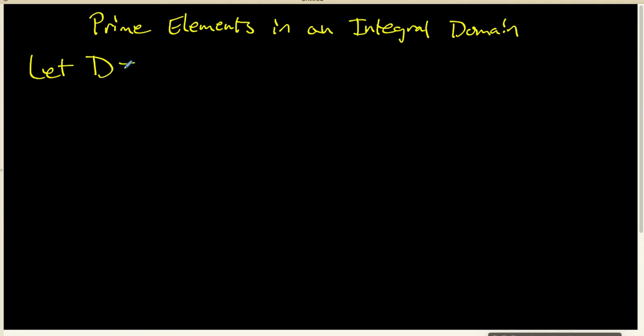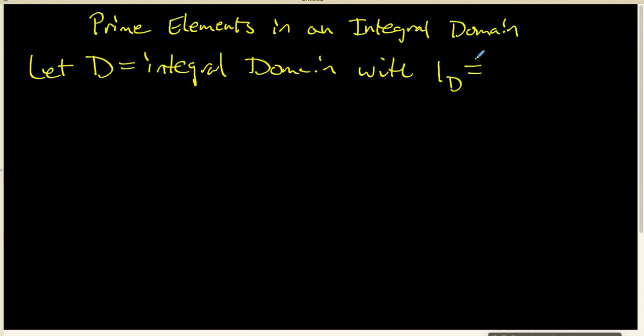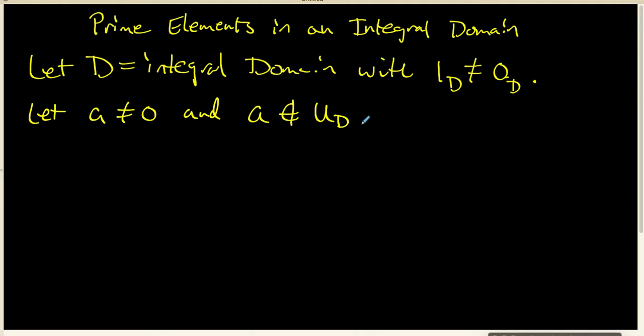So we're going to let D be any integral domain that does have one property. The property that we're going to insist upon is that the multiplicative identity and the additive identity are separate elements. So the 1 in the domain and the 0 in the domain are not the same thing. I want to let A be any non-zero element, and I also want A to not be a unit inside my domain.